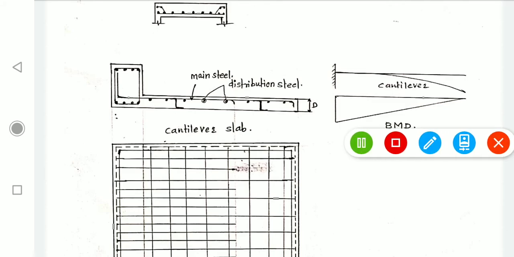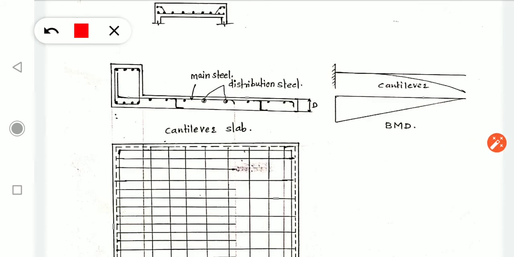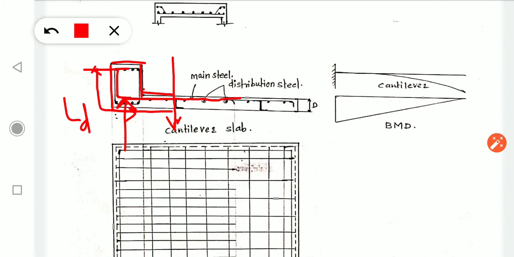And therefore we should maintain a proper connection between this beam and this slab. Therefore the main reinforcement you provide should bend in the upward direction, not downward, so that whatever load comes in the downward direction on the span of the slab will be resisted by this beam and reinforcement as well as the column. I hope you understood. Now what will be the length of this extended bar? That will be LD, that is called development length.